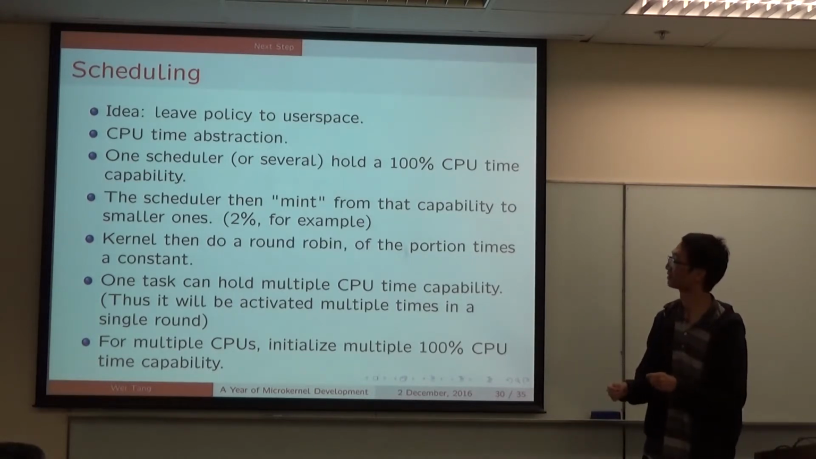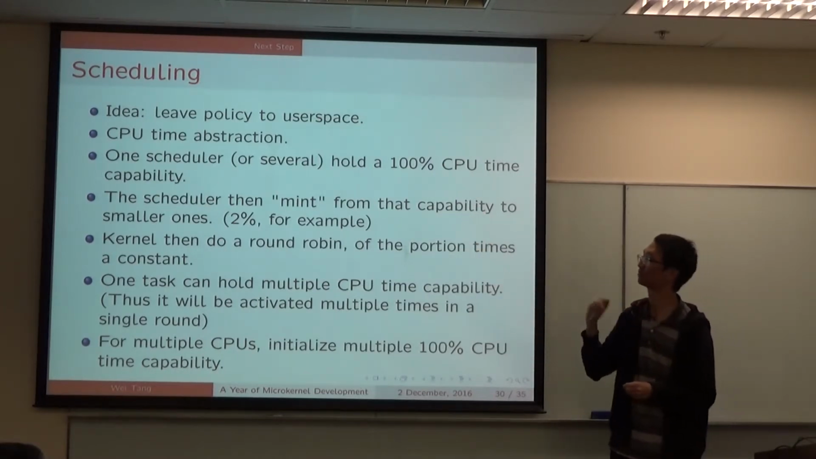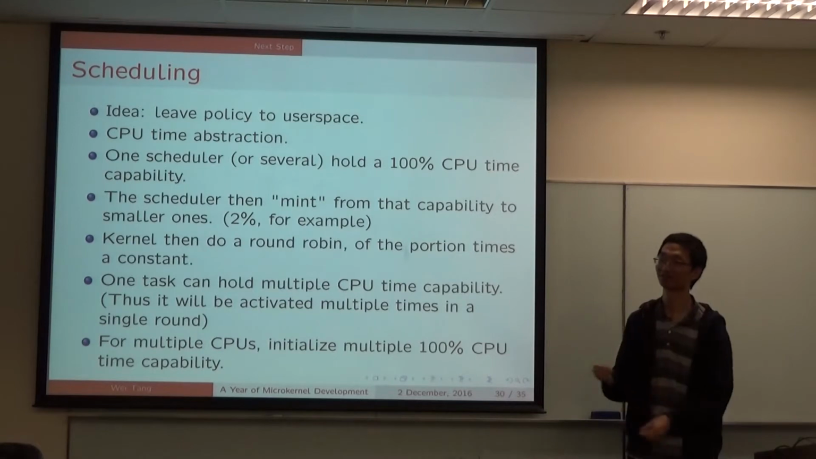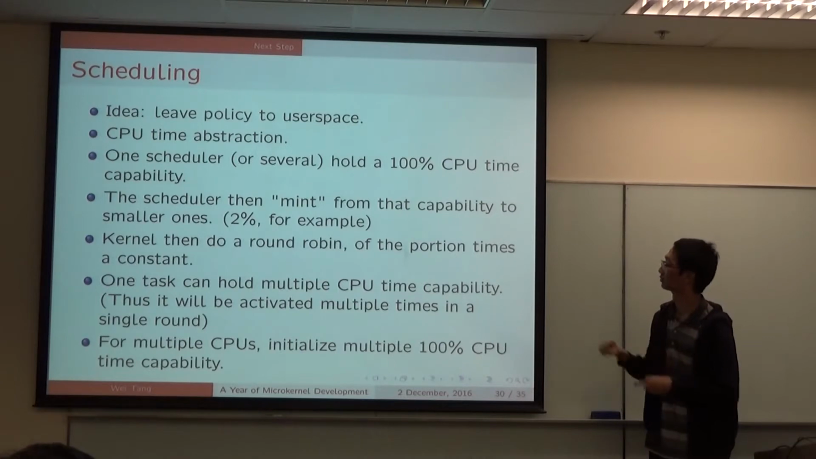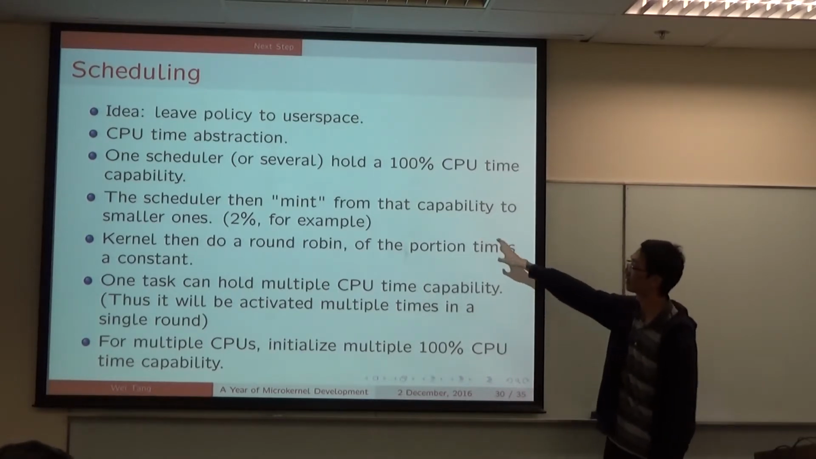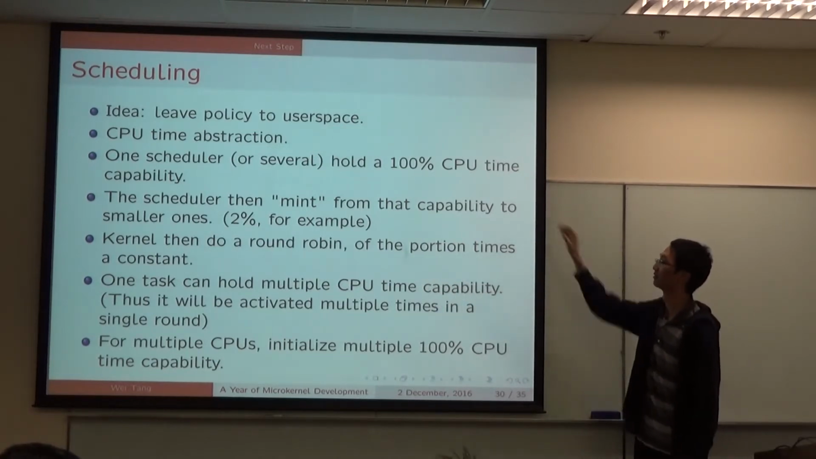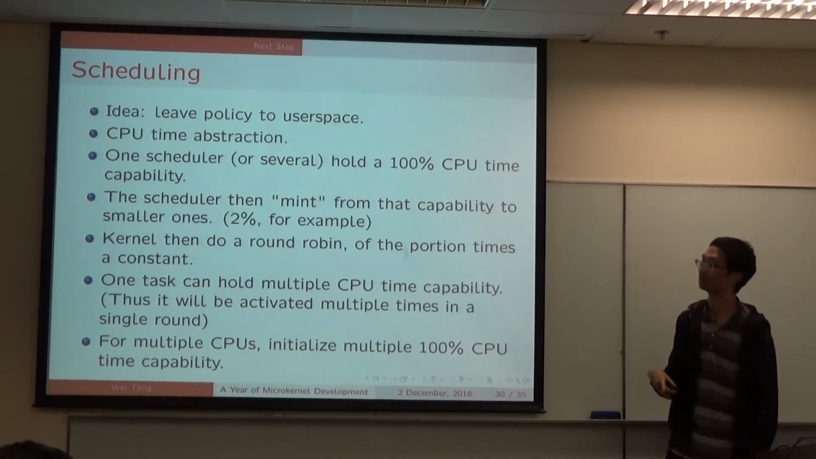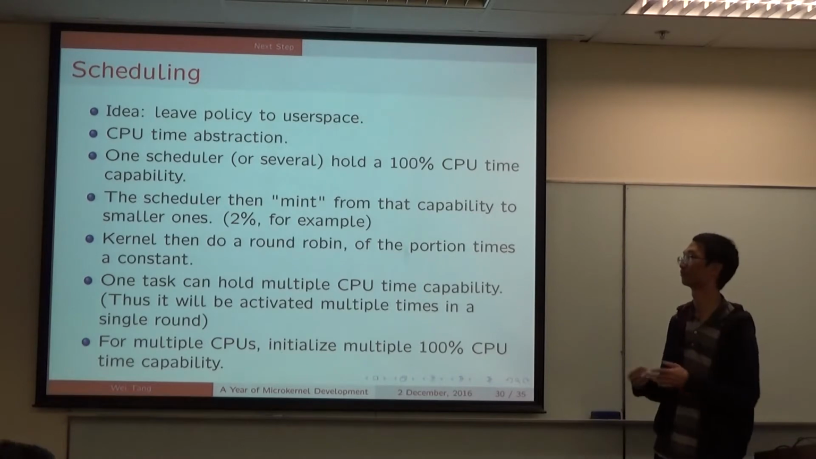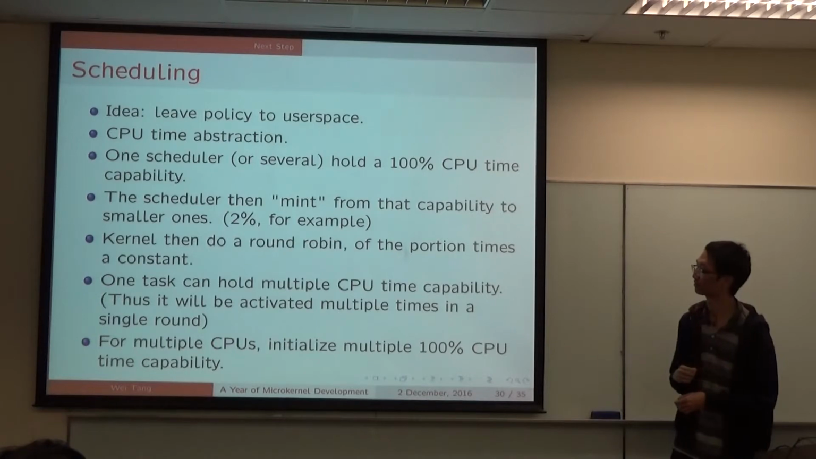Basically we have a scheduler that holds 100% of the CPU time, and then we use the same retype, or in this case we call it mint, to derive new capabilities with smaller CPU time from this overall capability. The kernel does a round robin, so we probably get one capability that holds 4% of the CPU time, or another probably 2%. In this way, we handle priority.